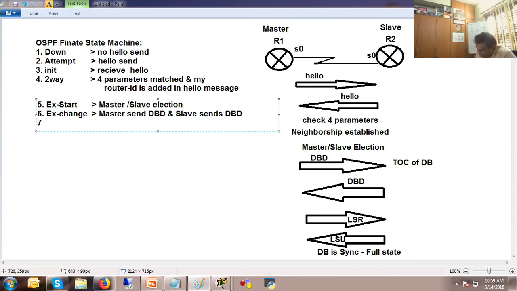Next what? Exchange happened. Now loading. What is happening? Loading. What will happen? LSR, LSU. LSUs are exchanged. Actually here your database is being built, on both sides. Understand what is happening here? There is LSR, LSU. Next, finally, everything is done. Database synchronized means full state. Full state. Database synchronized.